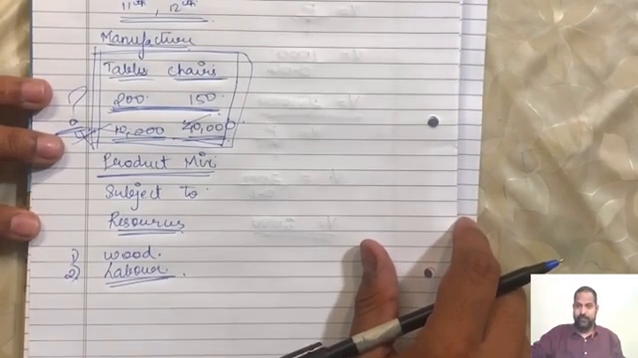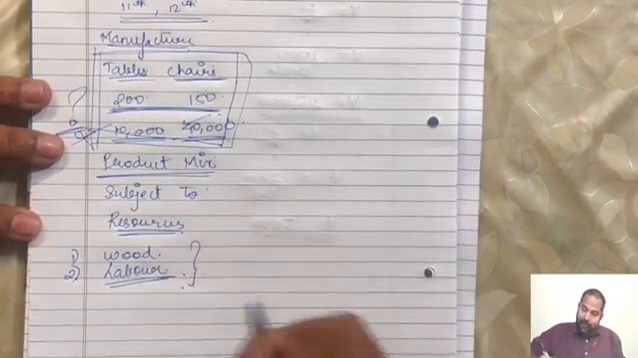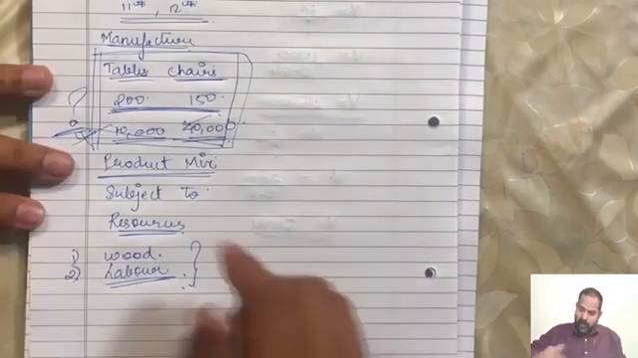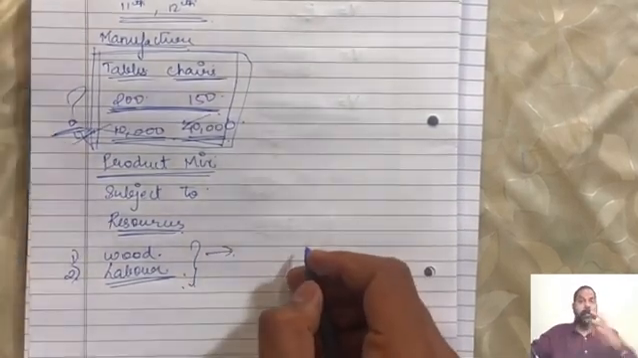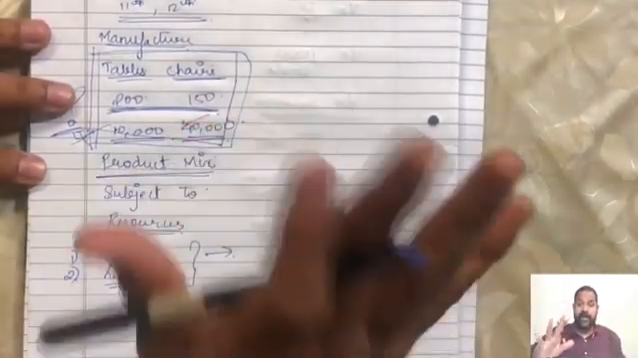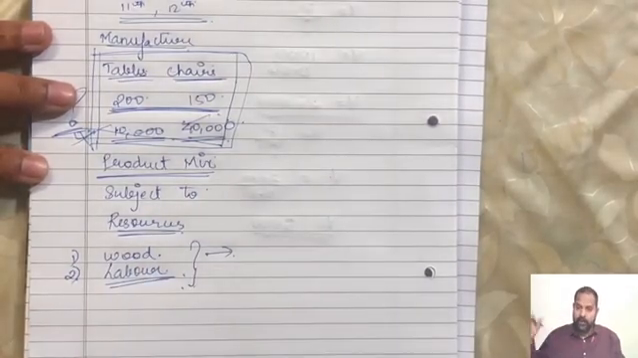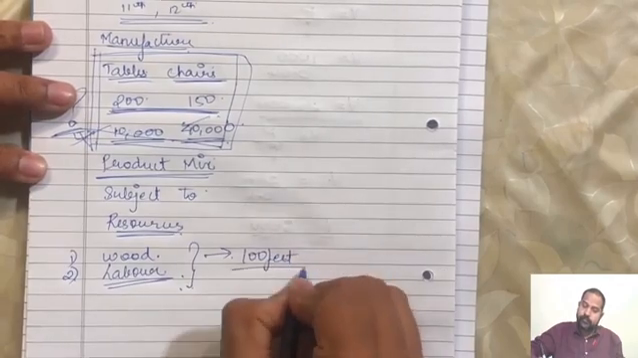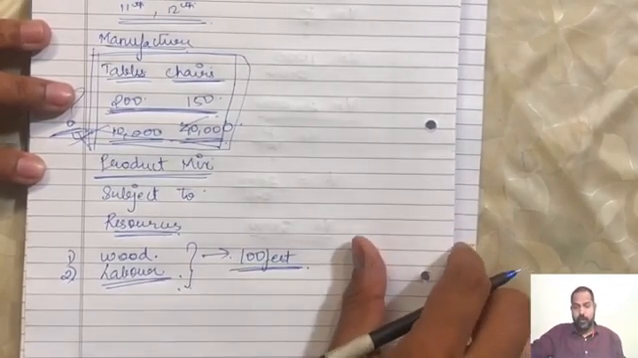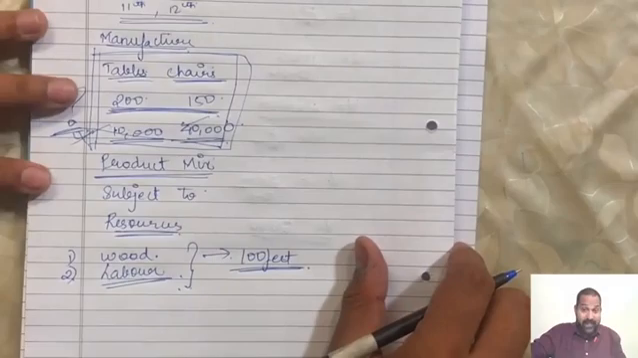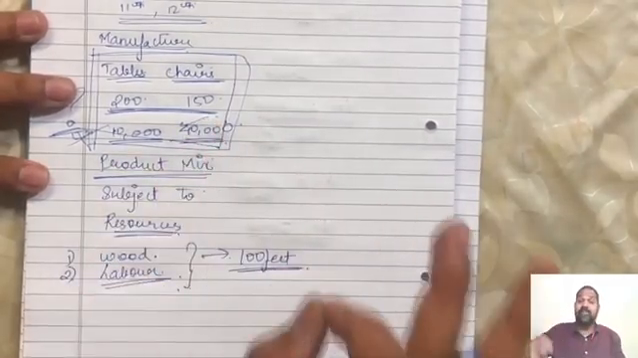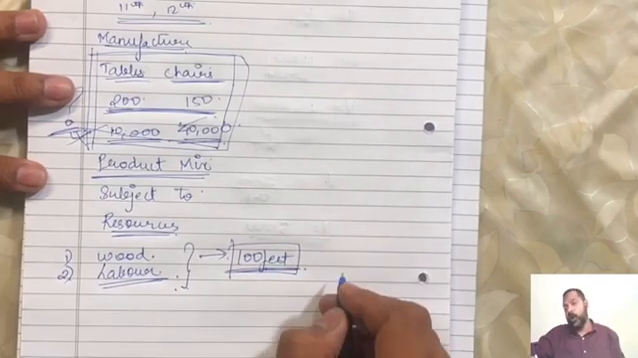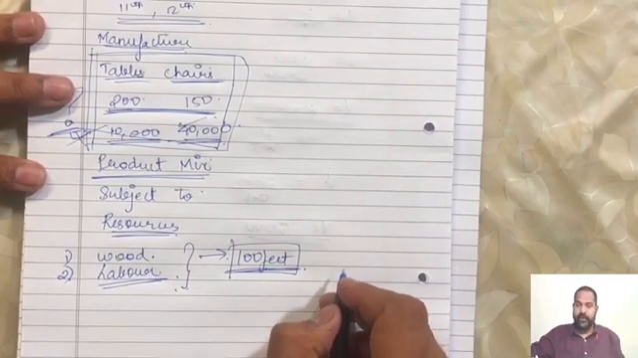So what will happen? Wood and labor are available in a restricted format. For example, no matter how much wood you use, remember that I can only hold 100 feet of wood in my warehouse. So if you are deciding on a monthly production, my monthly capacity of wood is only 100 feet. Do not ask for more than 100 feet.